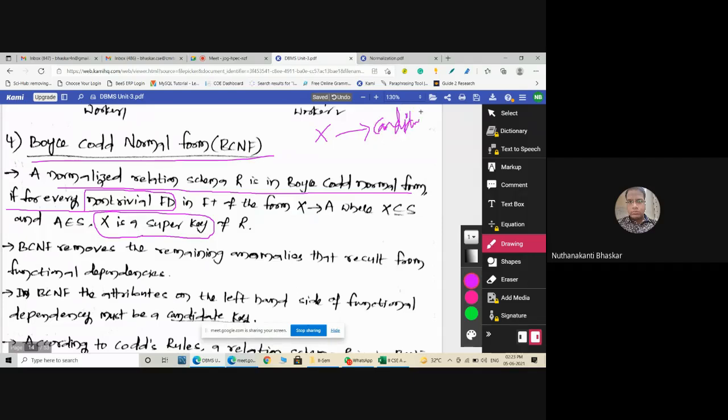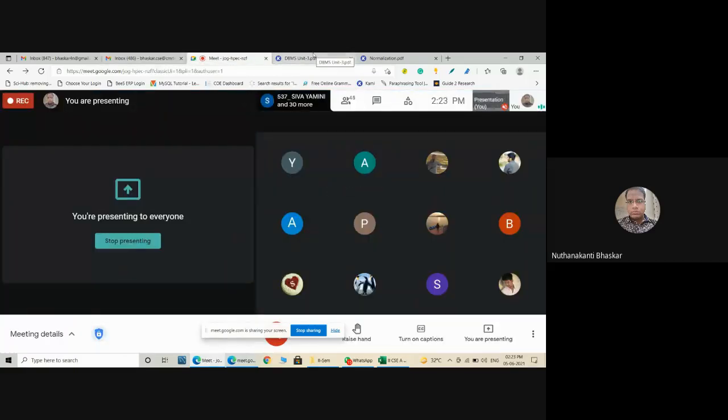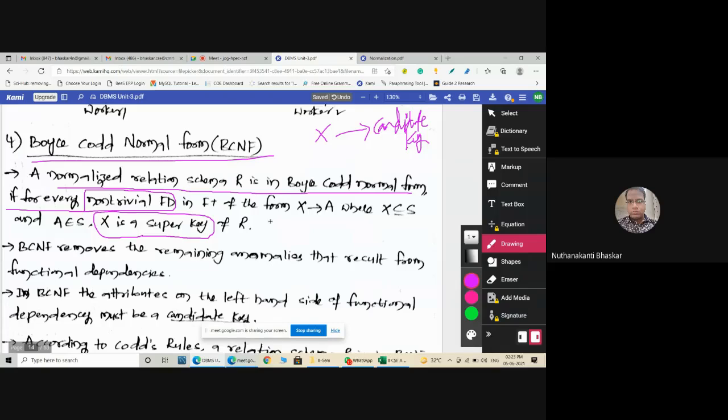Understand? Yes, sir. So this is the difference. Here in third normal form, X is a candidate key. In BCNF, X is a super key. What is the difference between candidate key and super key?